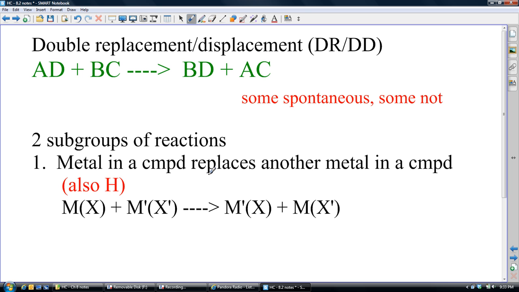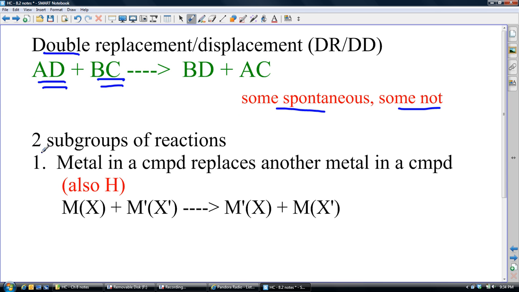Alright, double replacement. Okay. This just plays off of the single replacements. The only difference here with double, we don't start with a single element or a single atom. Now we start with 2 chemical compounds. And again, it's still replacement, displacement, so the whole trading still occurs. Again, some of these are spontaneous, some are not. We'll worry about that later.